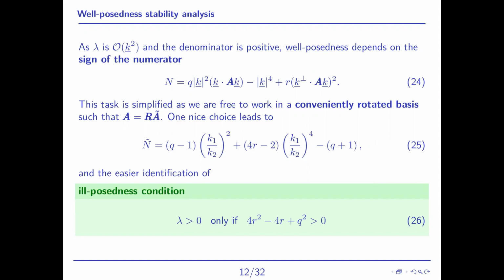It will affect the directions at which we've got the fastest growing modes, but it won't affect whether the modes exist in the first place and how fast they're growing. Okay, and so we chose a specific form of this A tensor that made the maths as easy as possible, and that gave us this quartic now where the argument is K1 over K2, some direction in our Fourier space.